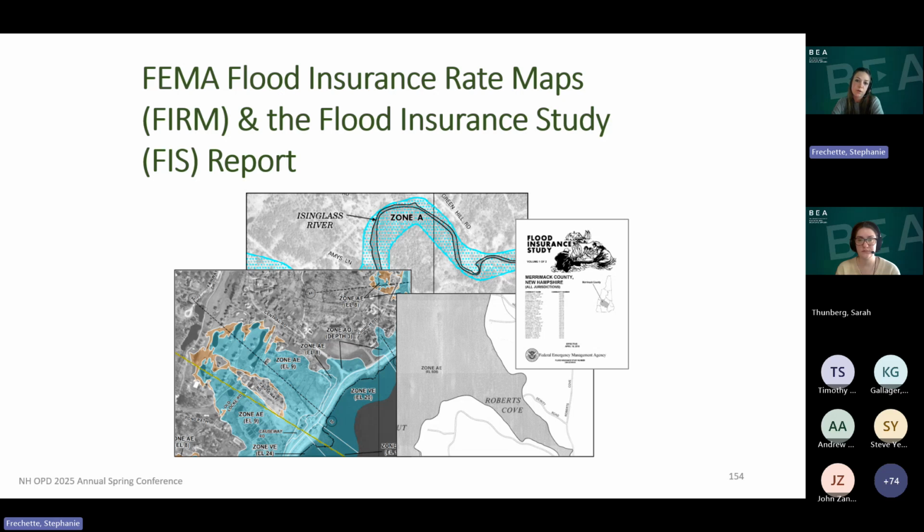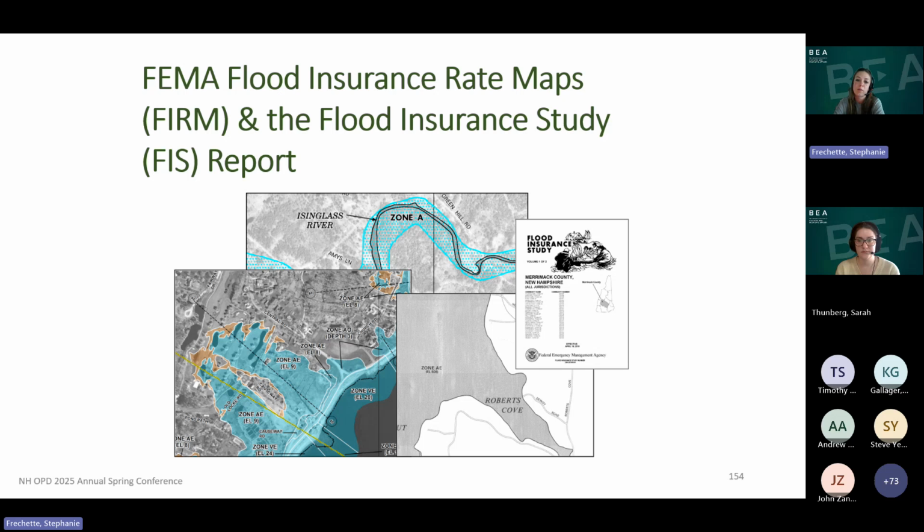So we talked about the importance of knowing your risk. Now we'll talk about some resources that are produced by FEMA, which is the flood insurance rate map and the accompanying flood insurance study. So what are these exactly?